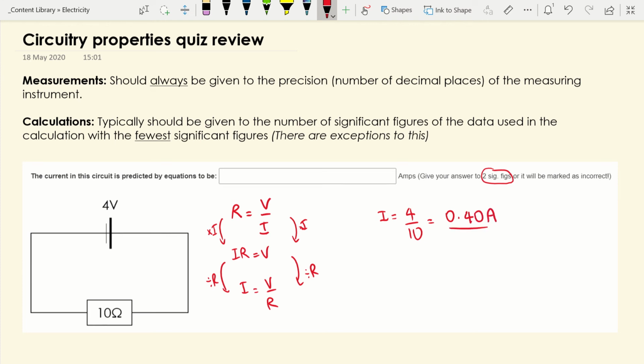So this zero here is not considered significant. Zeros that come before, on the left of, the first non-zero number are not considered significant, whereas this one is significant because it's to the right of the first non-zero number. So that's giving our current to two significant figures. Why are we using significant figures? Because we calculated it, we plugged it into an equation.